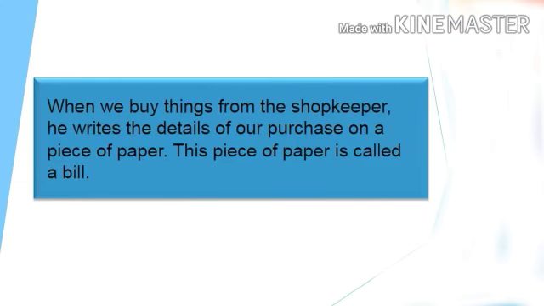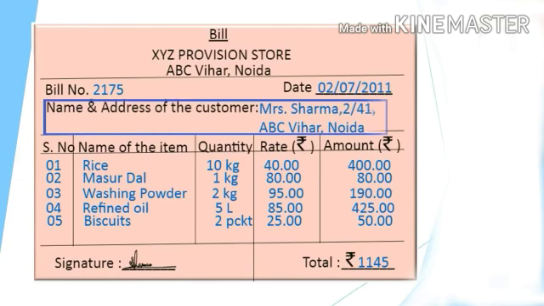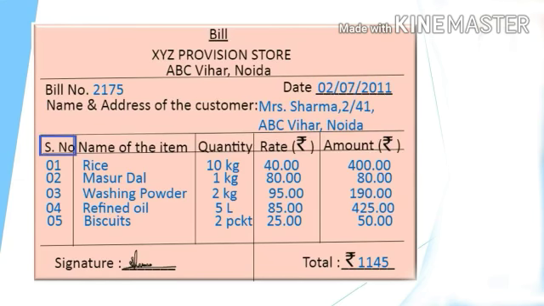When we buy things from the shopkeeper, he writes the details of our purchase on a piece of paper. This piece of paper is called a bill. It contains much information, like the name of the store or shop, address of the store, bill number, date on which the goods were purchased, name and address of the customer, serial number, name of the item, quantity of the item, and price per unit of each item under the rate column.